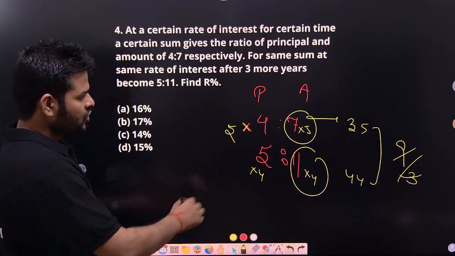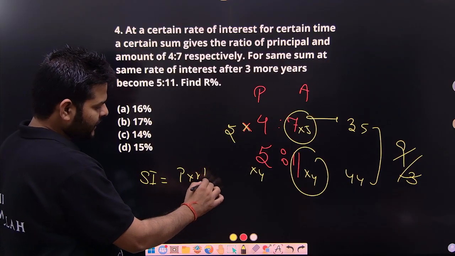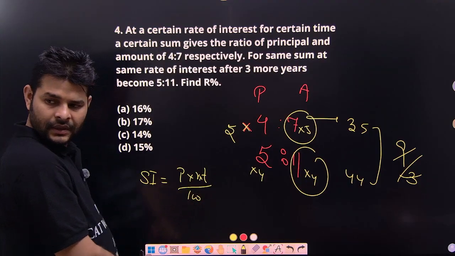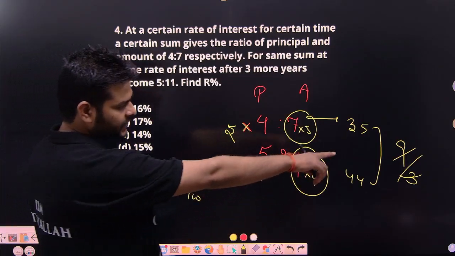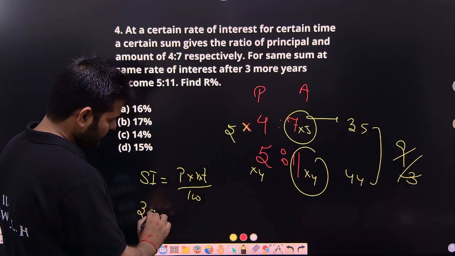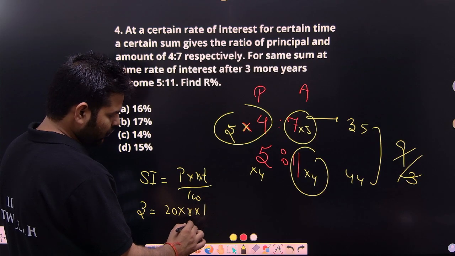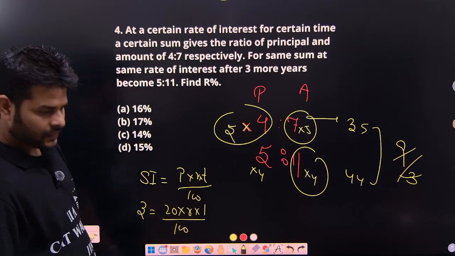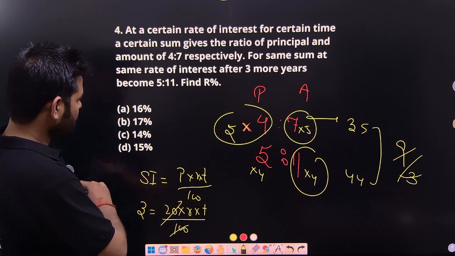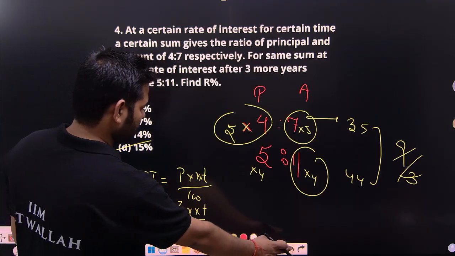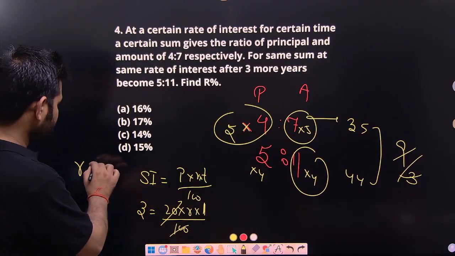Rate of interest. So principal we have 20. SI means PRT upon 100. SI we have 3 for 1 year. Sorry, 3. Principal is 20. R we have to find, time we need to take 1. That means 5 into 3, 15. So the rate of interest would be 15%.